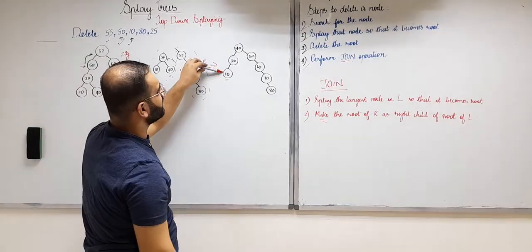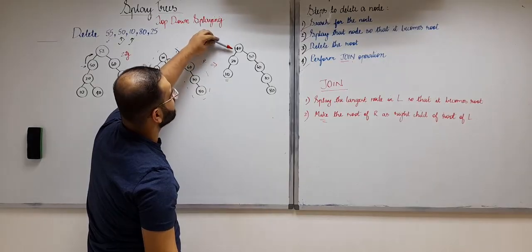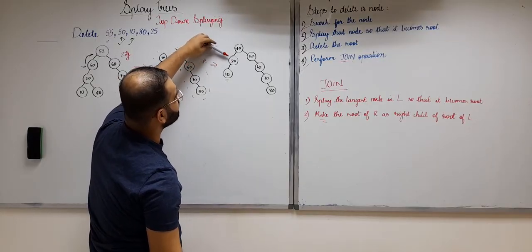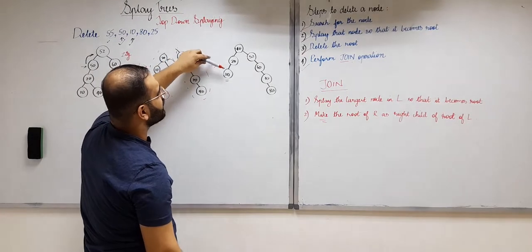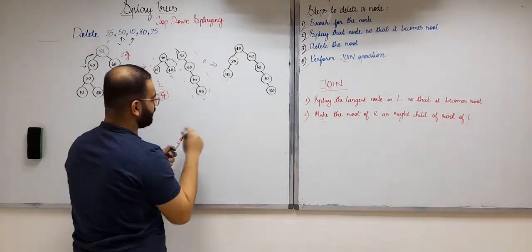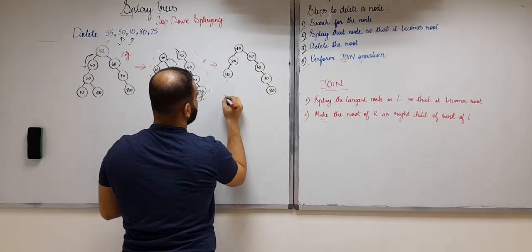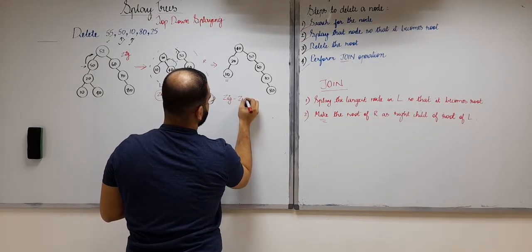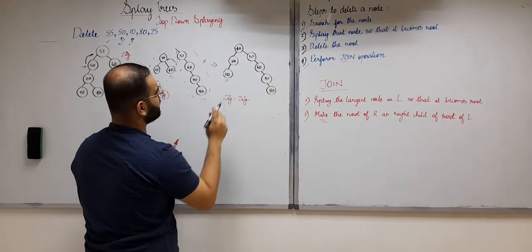So here, which splay operation will we perform? Because the direction from the grandparent of that node to the parent of that node is left, and the direction from the parent to that node is again left. So both the directions are the same, so we perform which operation? Zig-zig operation, right? I've already explained how to perform the zig-zag operation.